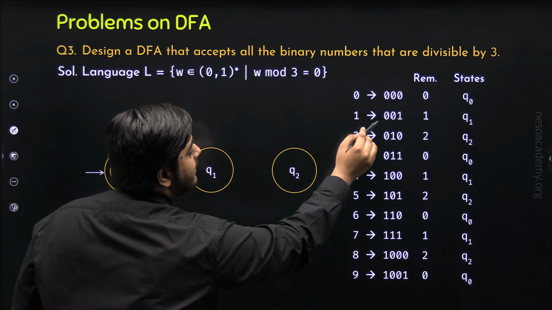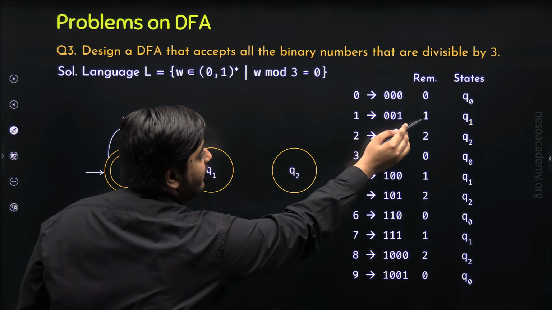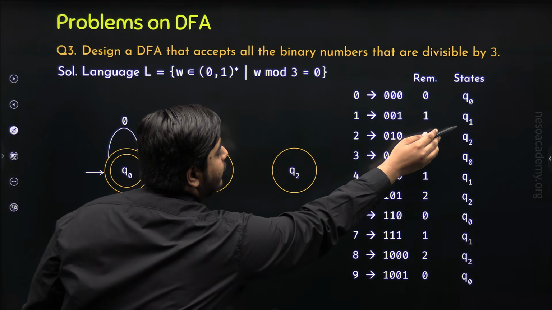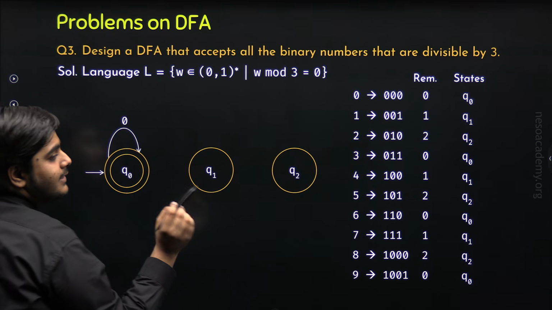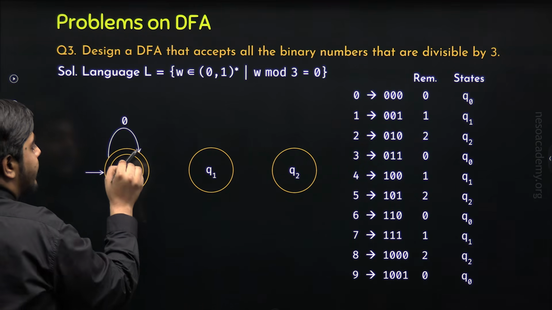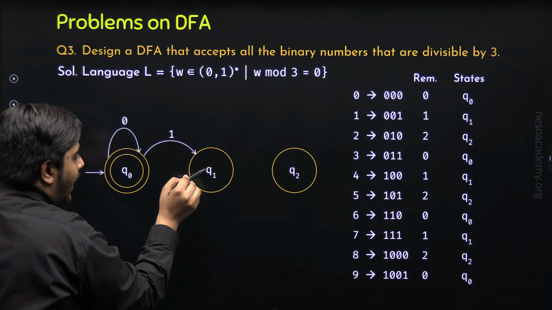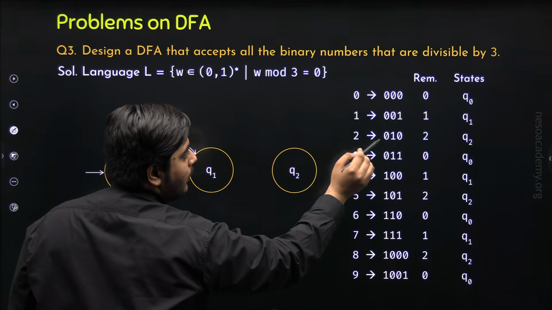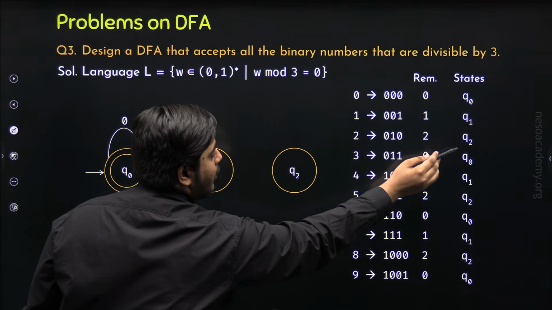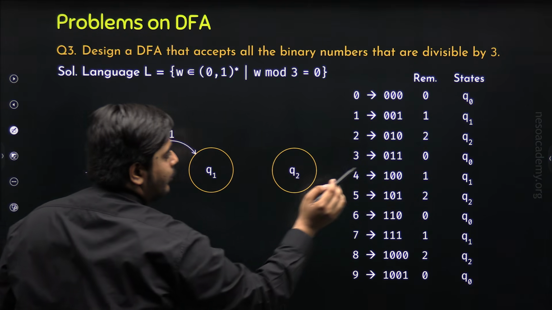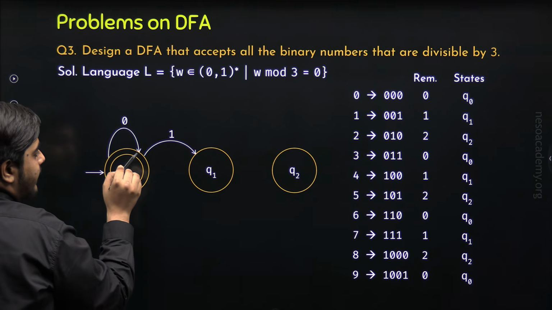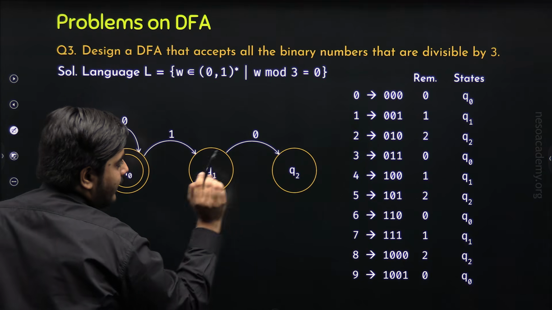The next is 0, 0, 1. The remainder is 1. That is why the processing needs to stop at Q1. So we can process 0, 0, 1 as 0, 0, 1. Now the next is 0, 1, 0. The remainder is 2, so the processing will stop at the state Q2. 0, 1, 0 can be processed like 0, 1, 0.